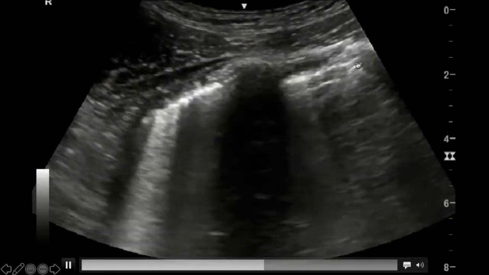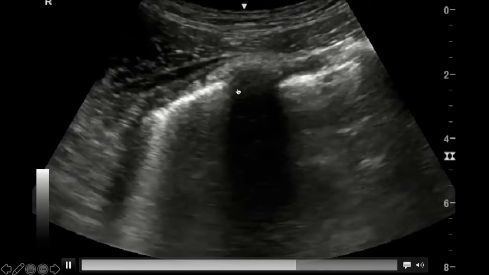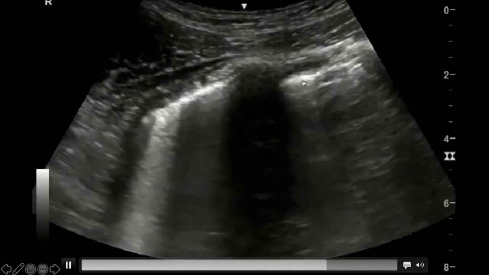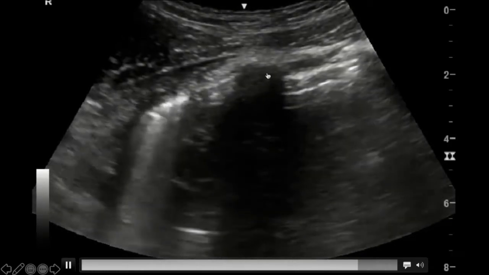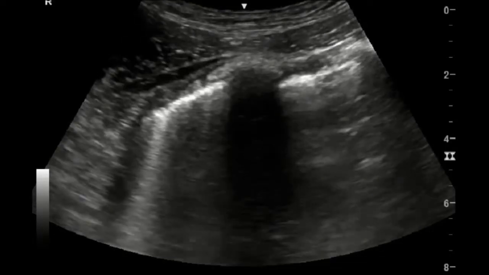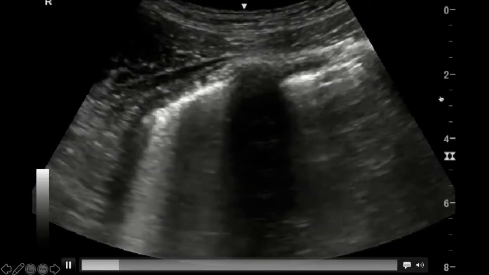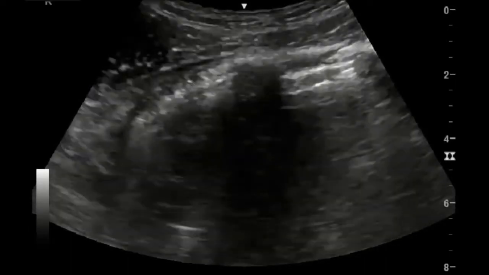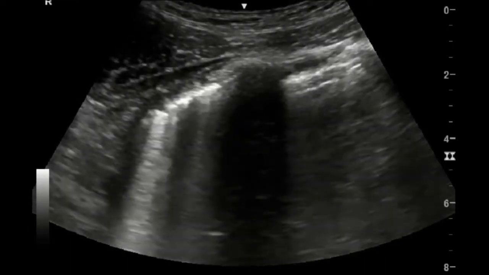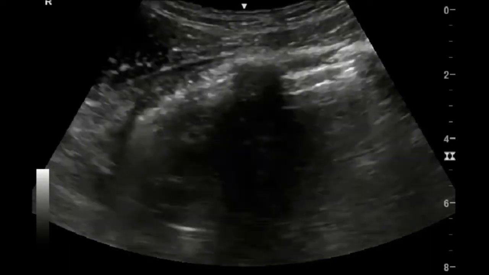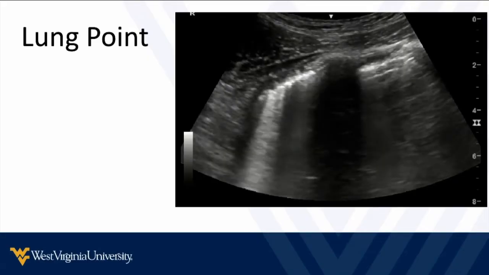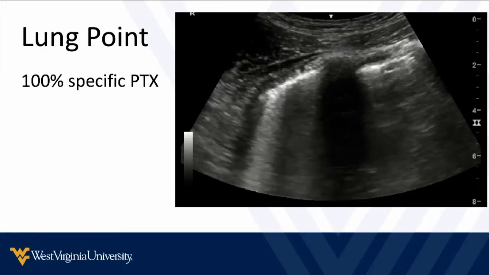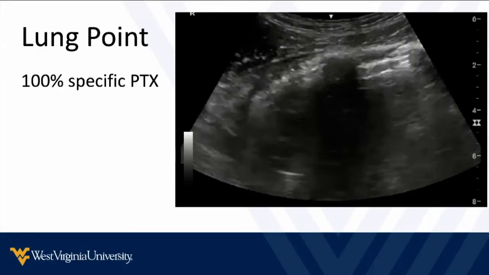So here we see no sliding here, and then we see some sliding kind of moving up and down here, where this patient has a pneumothorax. And this is the interface where lung is up versus where lung is down. This is lung point. Lung point is almost 100% specific for pneumothorax. So if you see this, the patient has a pneumothorax. What you do about that depends on the entire clinical scenario. So again, lung point, 100% specific for pneumothorax. Again, how you manage it, clinical scenario.